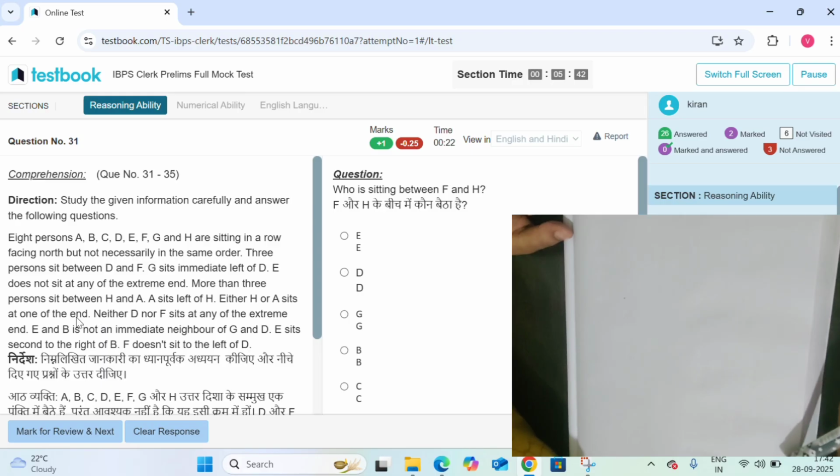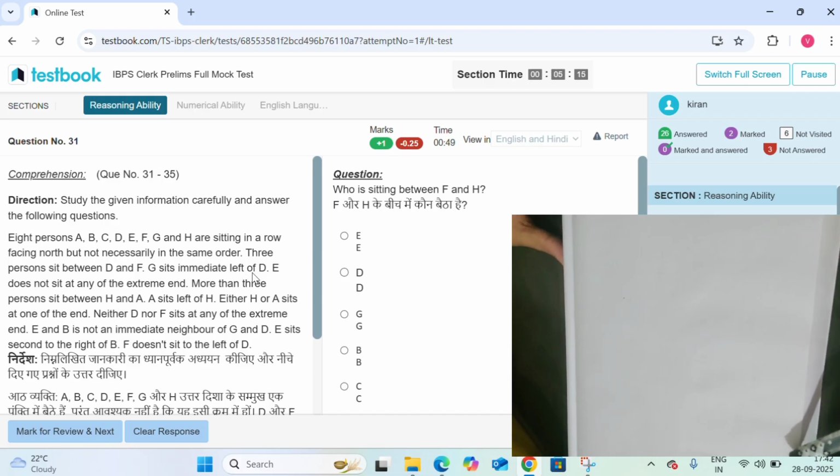Okay, H and D, more than 3 persons sit between. Neither D nor F sits at any of the extremes. E and B are not immediate neighbors of G and D. E is second to the right of B. Okay, F does not sit to the left of D. B is not an immediate neighbor of G and D. Okay, let's start.